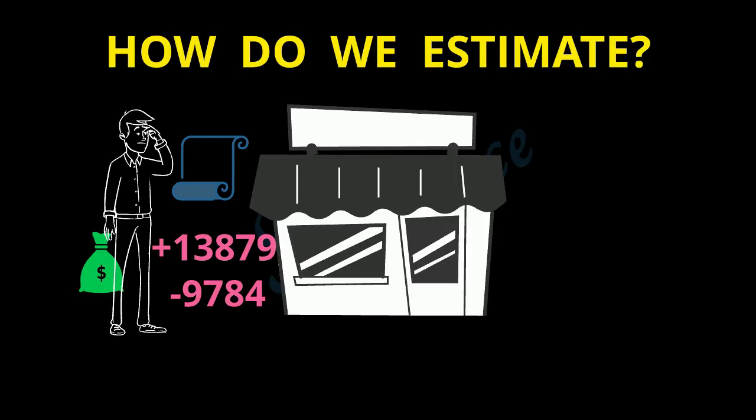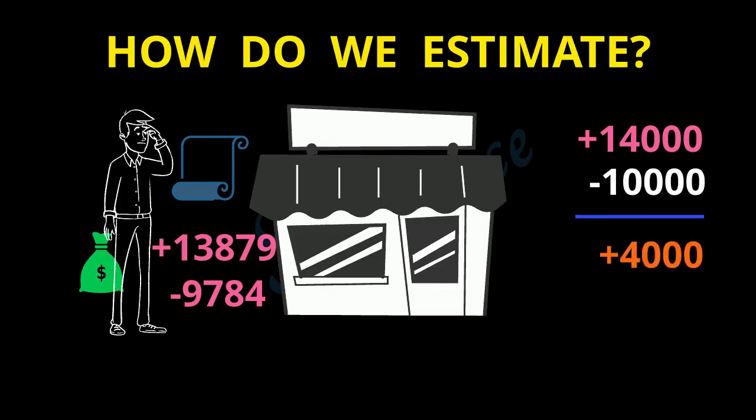So he can estimate the rough amount he is left with. Now he rounds off the 13,879 to 14,000. That is to the nearest thousand. So he has got 14,000 approximately in the day, and the amount of money he has given back, he also rounds off to 10,000. He has rounded off 9,784 rupees to 10,000. So he estimates that he is left with 4,000 rupees.